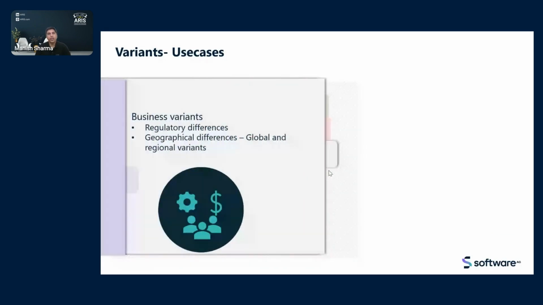Then you could have variants based on business needs. So if you have differences in geographical area, for example, the work that you carry out in Europe is different from that carried out in the Americas or in the Asia Pacific region, then you can have three different variants of a global process. It could also be because of some regulatory differences between these geographies, or because of certain regulatory practices or requirements. You could have different variant models to satisfy those particular requirements.